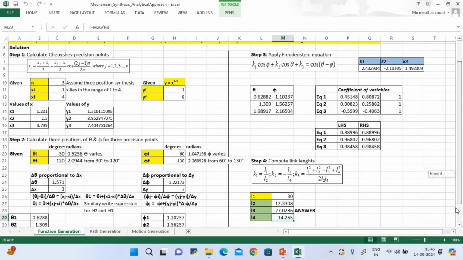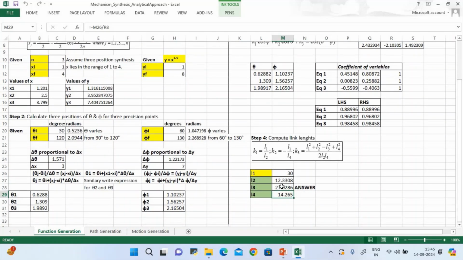Now, once you have that, you can rewrite this expression to calculate L3, and L3 square will simply become L1 square plus L2 square plus L4 square minus 2 L2 L4 K3. Once you substitute all these values here and write down an expression as you can see in the formula bar, after that you can obtain the value of L3. So here we have completed the synthesis of a 4-bar mechanism for a function generation problem.